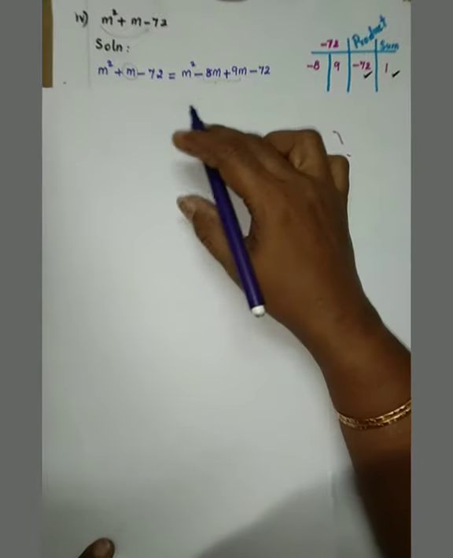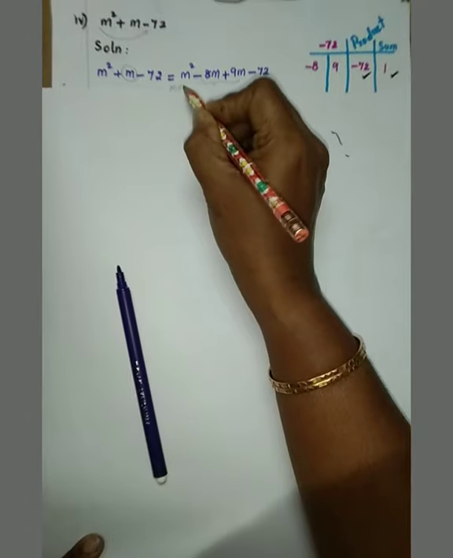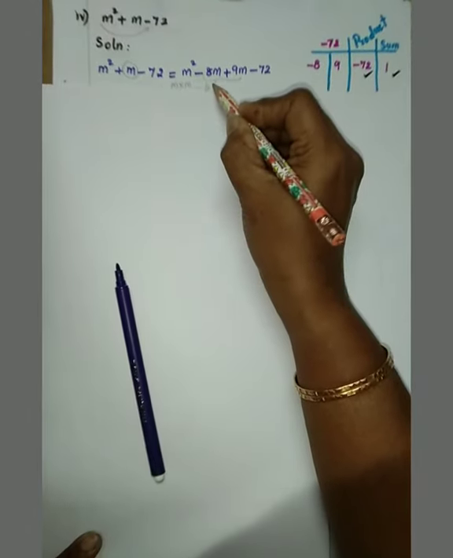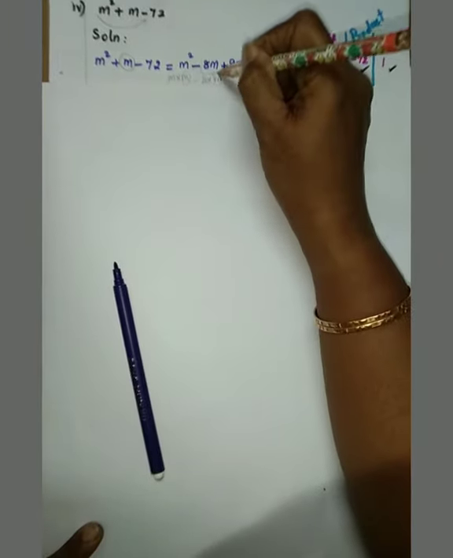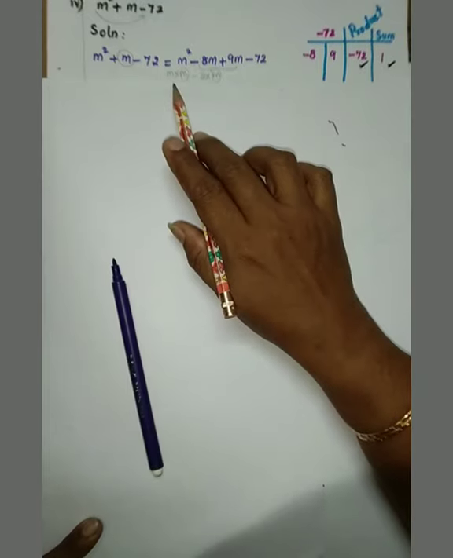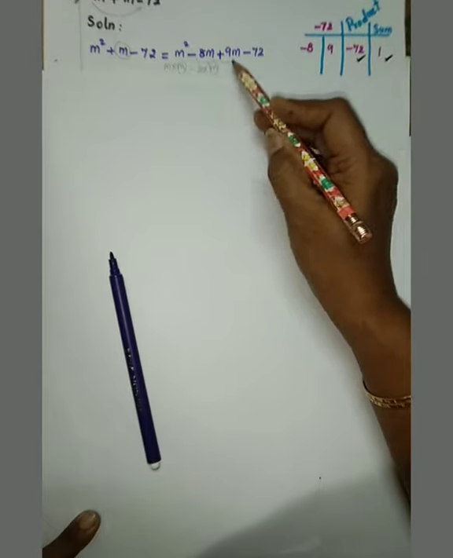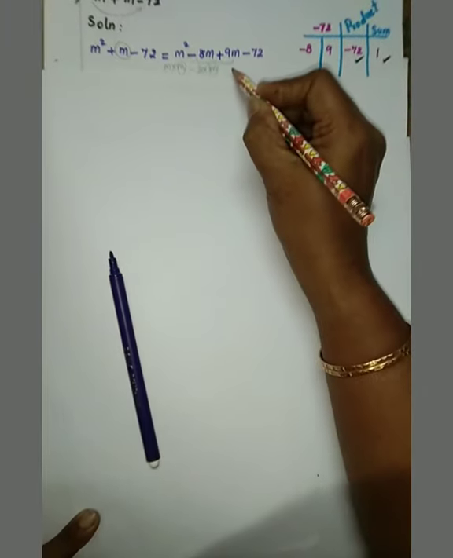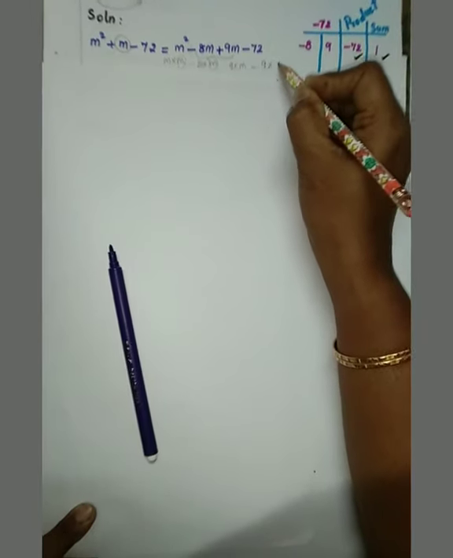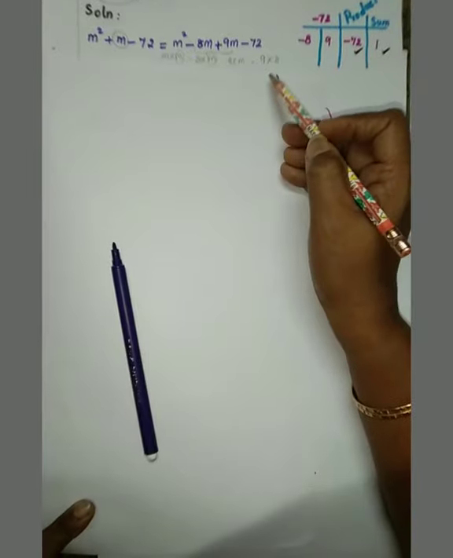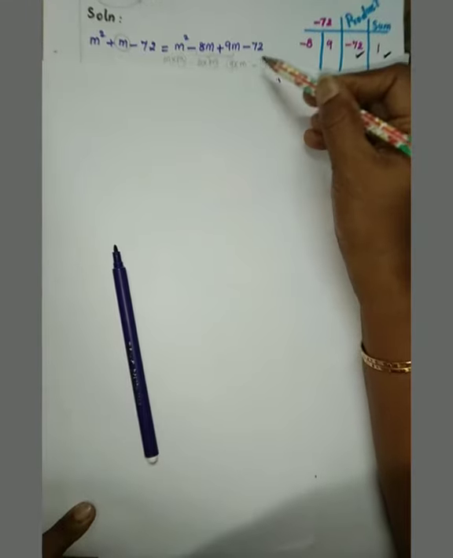Now we are going to take the common factor, grouping the terms. Here m square can be written as m into m, and minus 8m as minus 8 into m. So from that we take m as common, and the remaining terms will be m minus 8. And look at the next term. What would be the common number for these two terms? This is 9 into m, and 72 can be written as 9 into 8. So 9 is the common term. We can take 9 outside, so the remaining term will be m minus 8.